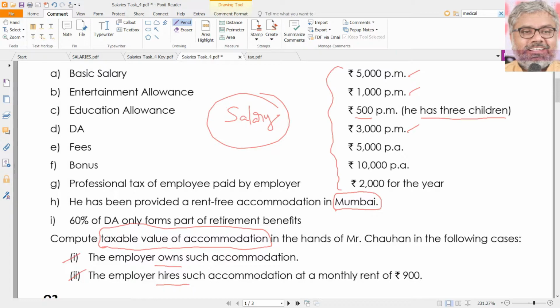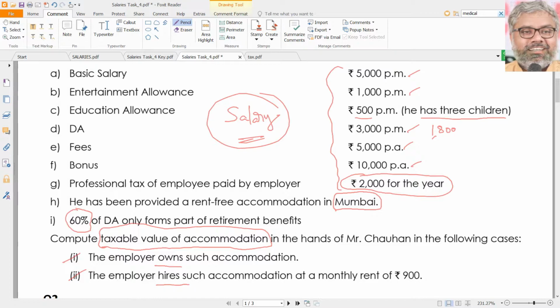DA will be included, but for that we need to look at whether it forms part of salary or not, which is given here very clearly. 60% of DA only forms part of retirement benefits, which means 1800 per month only will be included for the purpose of this calculation of salary, for the purpose of RFA, rent-free accommodation. Fees definitely to be included, bonus to be included, but professional tax of employee paid by employer, it is a perquisite. And what is the nature of this? Obligation of employee met by employer.